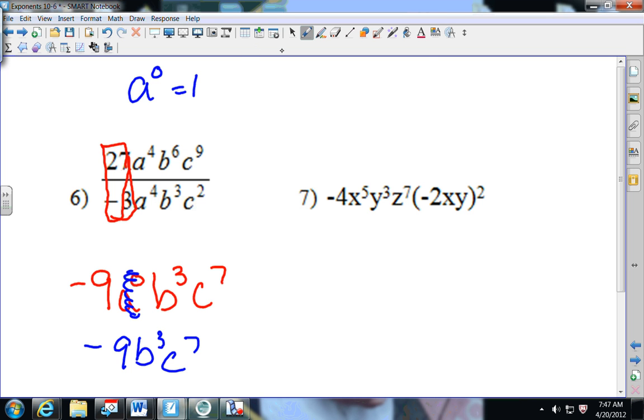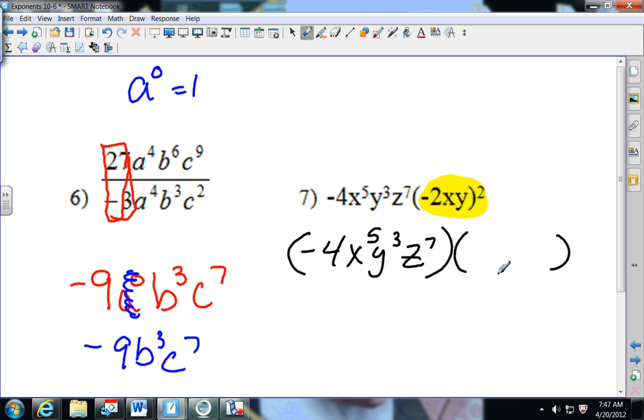Now on this next one, you want to go in here and you want to do this first. Okay, so the first part, I'm just going to have negative 4 x to the 5th y to the 3rd z to the 7th. That's going to stay the same. Okay, I'm going to put that in parentheses because I'm going to put whatever's highlighted here and there.